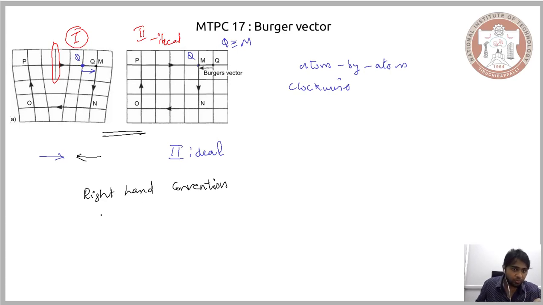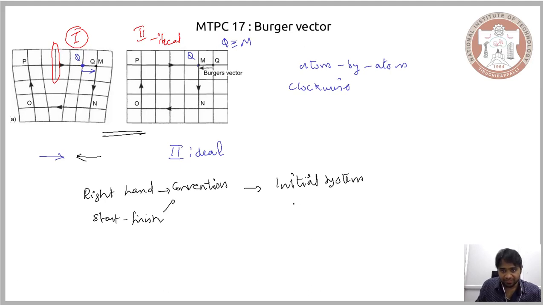Or the other name for this is start finish convention. So there are two names given to this approach, which is characterized by the point of origin, the initial system that we consider. If the first system we consider is ideal, that is, devoid of any dislocations or any defect, then what you would have is a right hand convention, or the start finish convention.